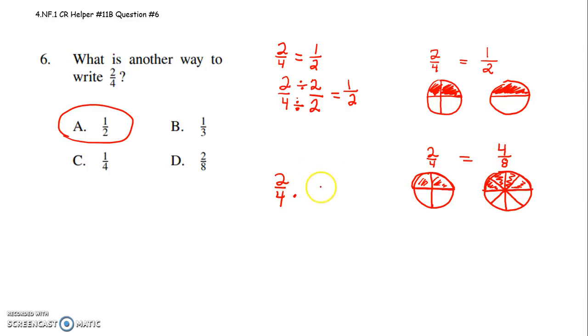Well, what could I multiply 4 by to get to 8? 4 times 2 is 8. If I'm multiplying my denominator by 2, I have to multiply my numerator by 2. And 2 times 2 is 4. So that's mathematically how we can show 2/4 is 4/8. I just wanted to show you here why that answer didn't have a shot. Because 2/4, if you eat 2 out of 4 pieces, that's the same as cutting the same thing into 8 pieces, but now eating 4 out of the 8 pieces. All right, I hope that helped.